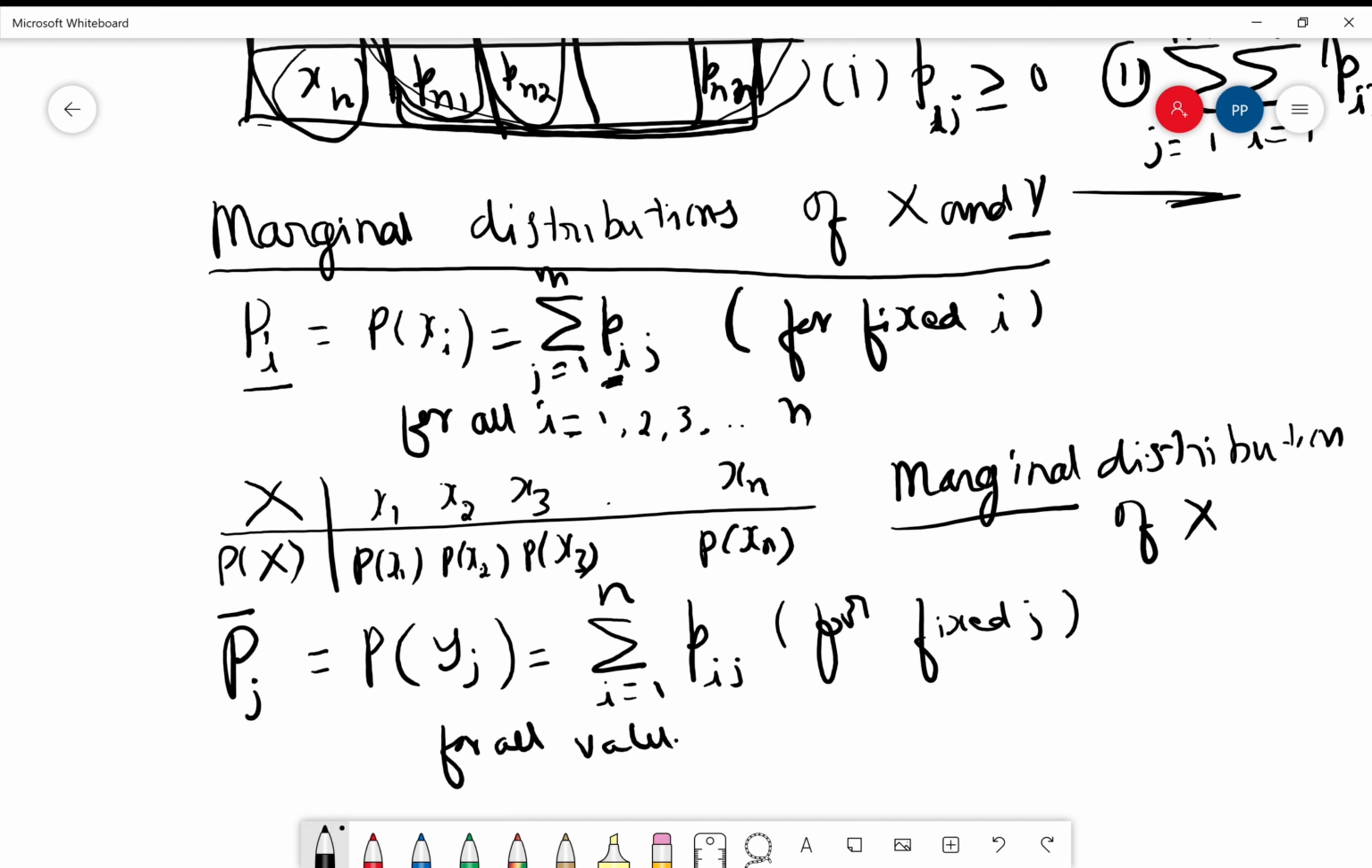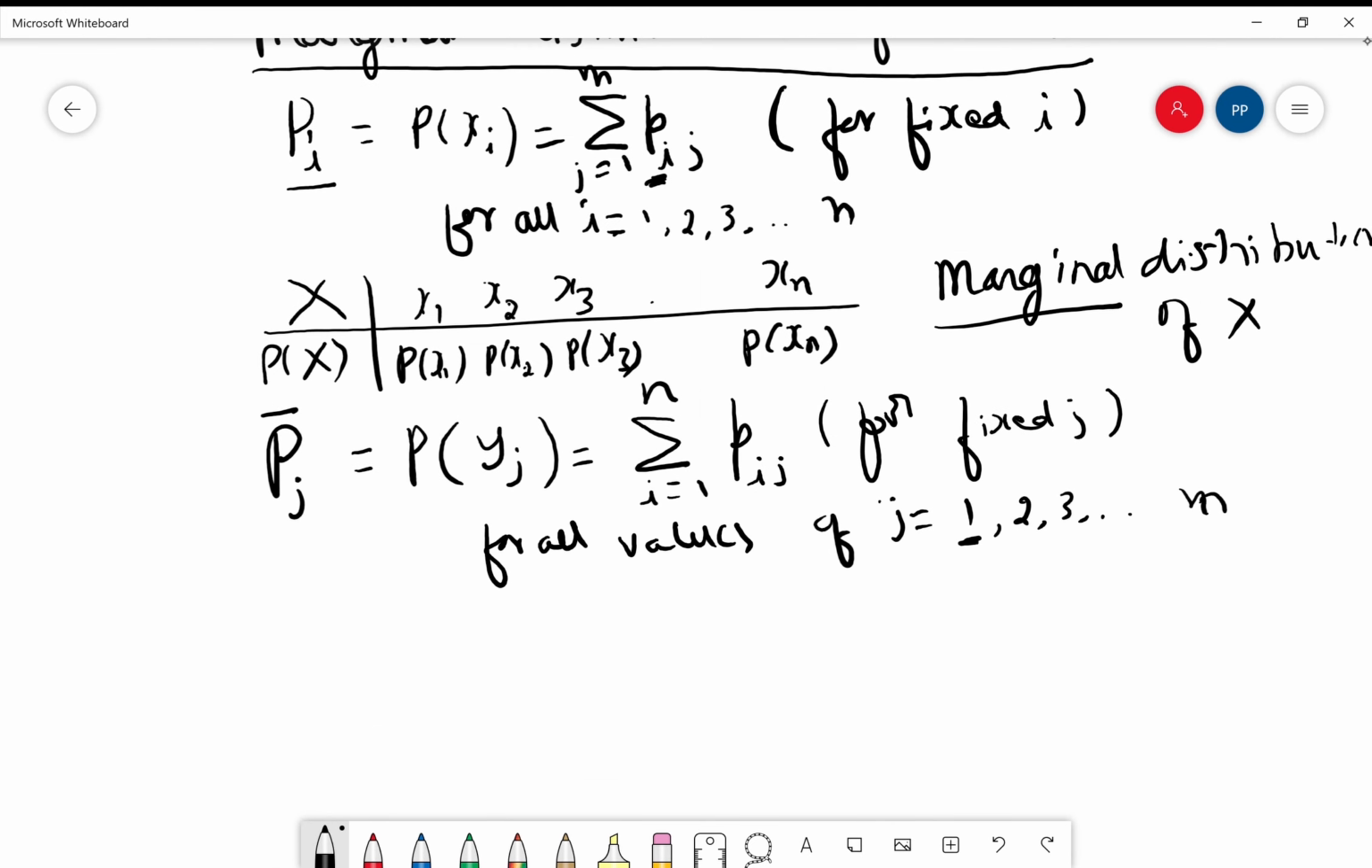That means first you have to take the sum of the entries in the first column, then the second column, third column, etc., up to the mth column. Then that set of probability values along with the values of y will give you the marginal distribution of y, which is: y takes the value y1, y2, etc.